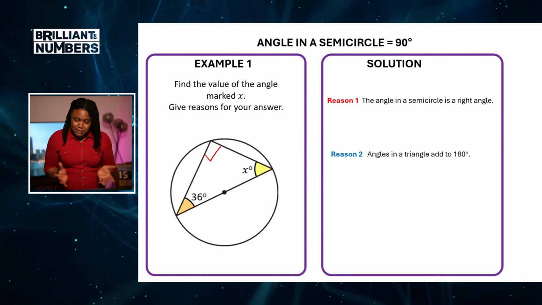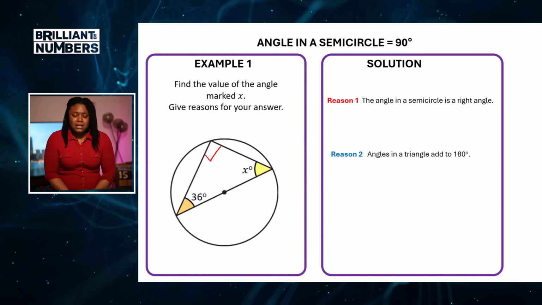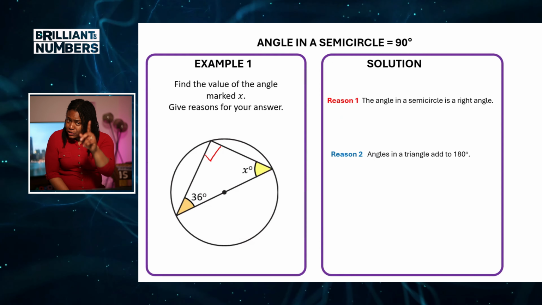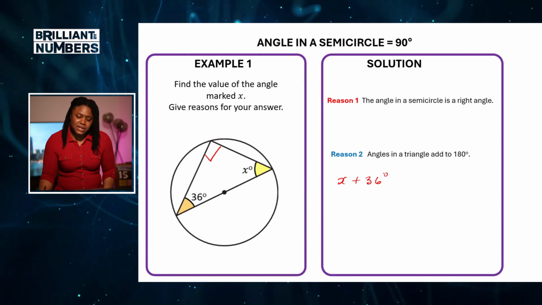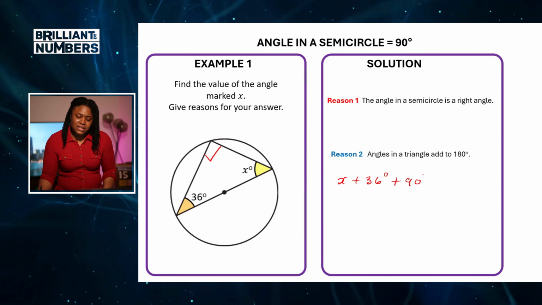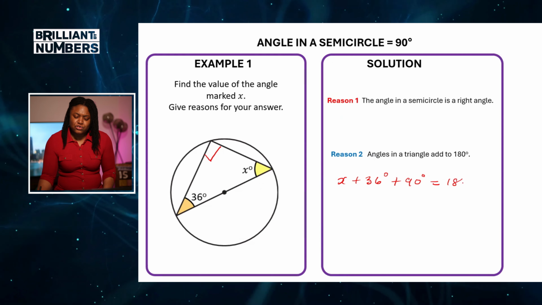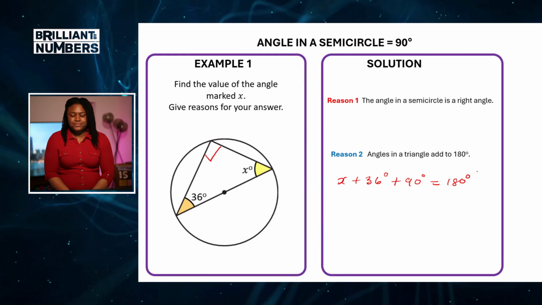Now, with all of that being laid out, you are ready to put the inking behind your thinking. So, I have two approaches now to calculate the value of x. I can reason that the angles in a triangle add to 180 degrees, and for your first method mark, you now need to write that equation. So I'm going to do x add 36 degrees add 90 degrees should be equal to 180 degrees.